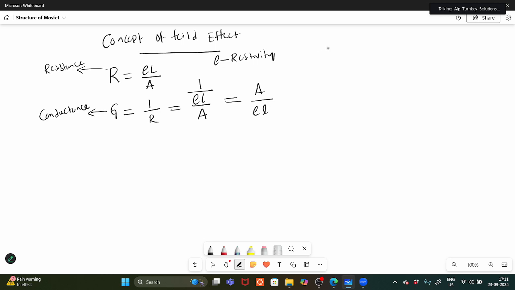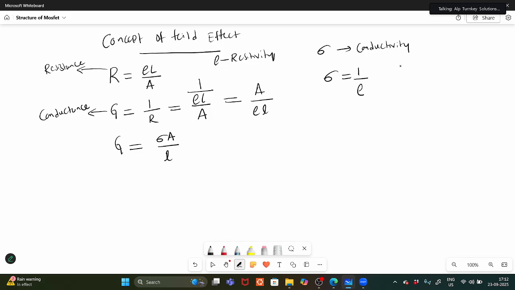And there is conductivity, sigma. Conductivity and resistivity are reciprocal of each other. So I can write G equal to 1 by rho, which is sigma A by L. Sigma A by L.